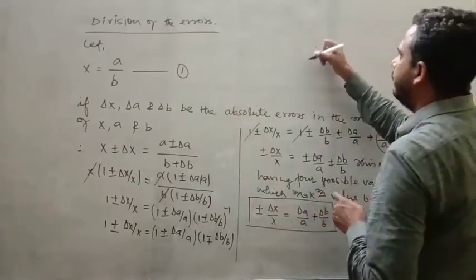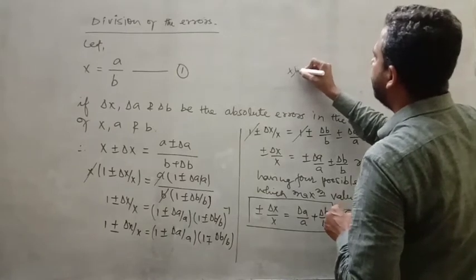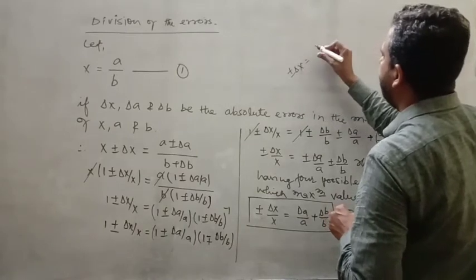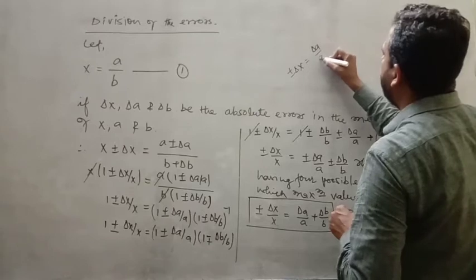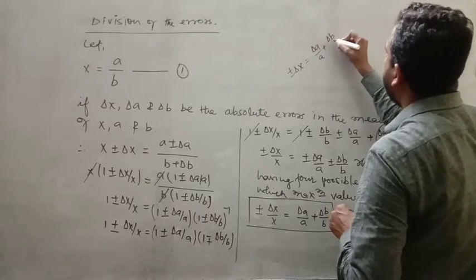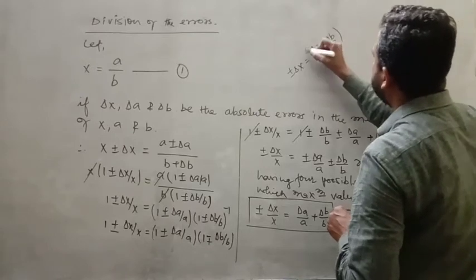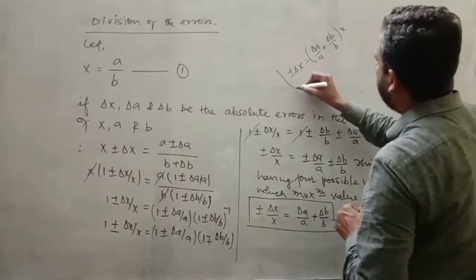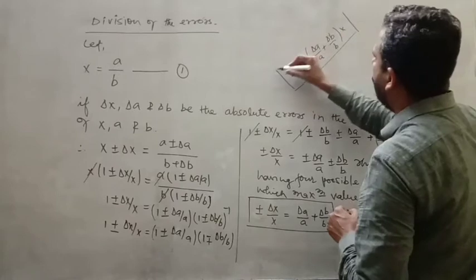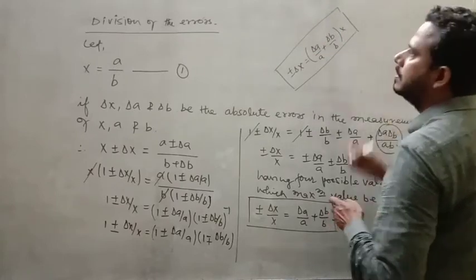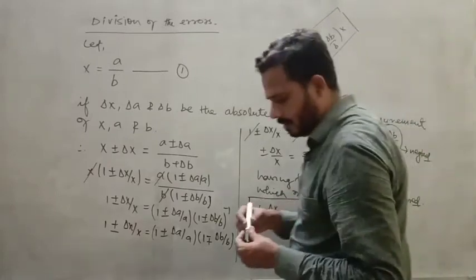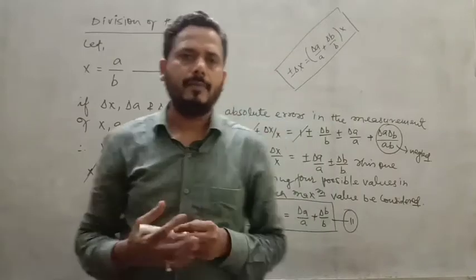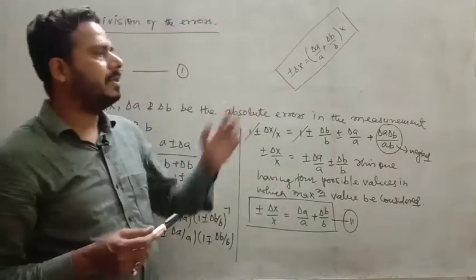therefore plus minus delta x is equal to delta a by a plus delta b by b, and this is multiplied by simply x. So you have got the absolute error of division. Now we can understand this result by using an example.